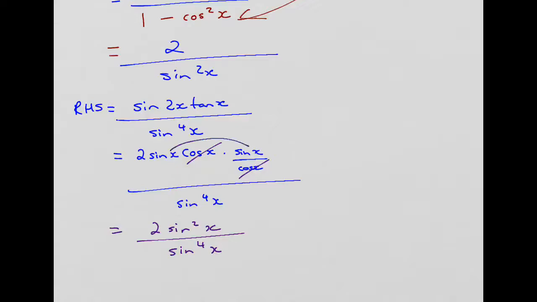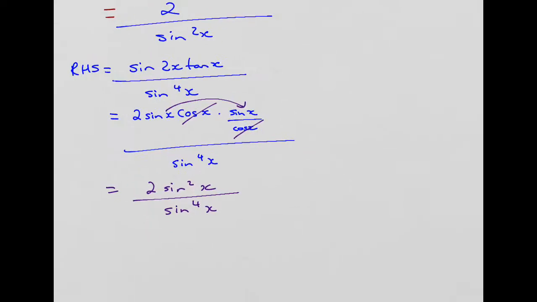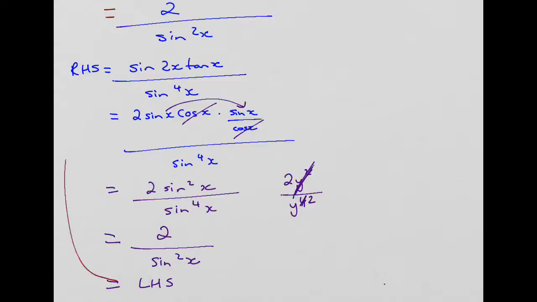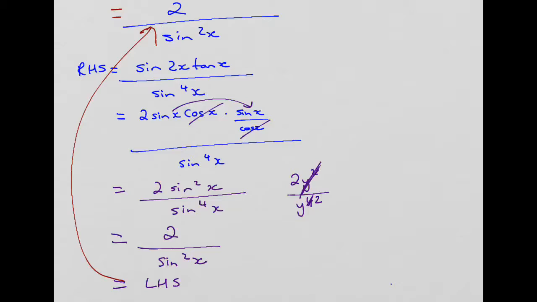Because that sine times sine multiplies there. So now, imagine you had 2y squared over y to the 4. You'd be able to cancel out the y squared with some of the bottom, so we are left with 2 over y squared. So the same thing here. We've got squared over the power of 4, so we're going to be left with 2 over sine squared x, which is now our new left-hand side that we built up there. And then you can conclude that your left-hand side equals your right-hand side.